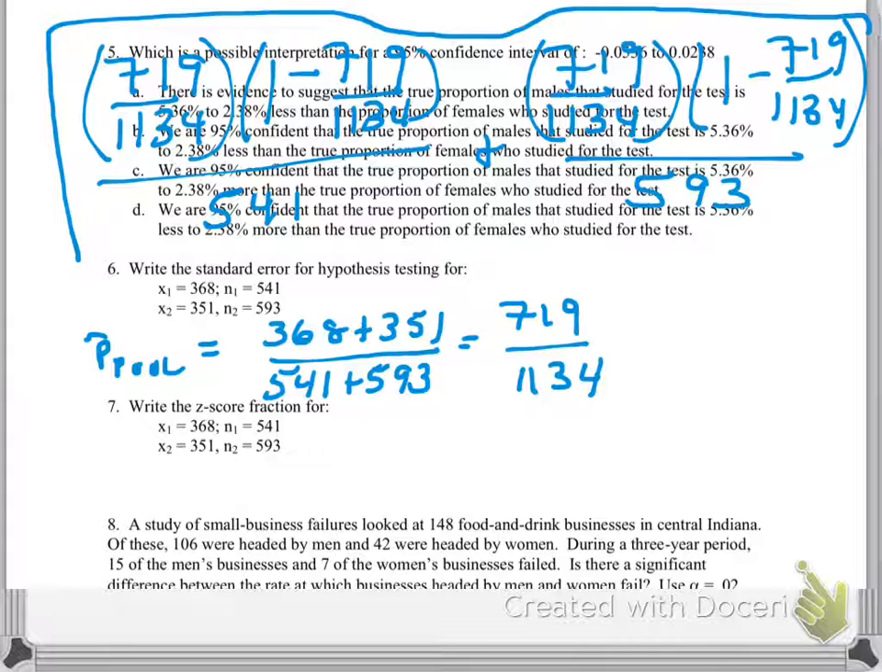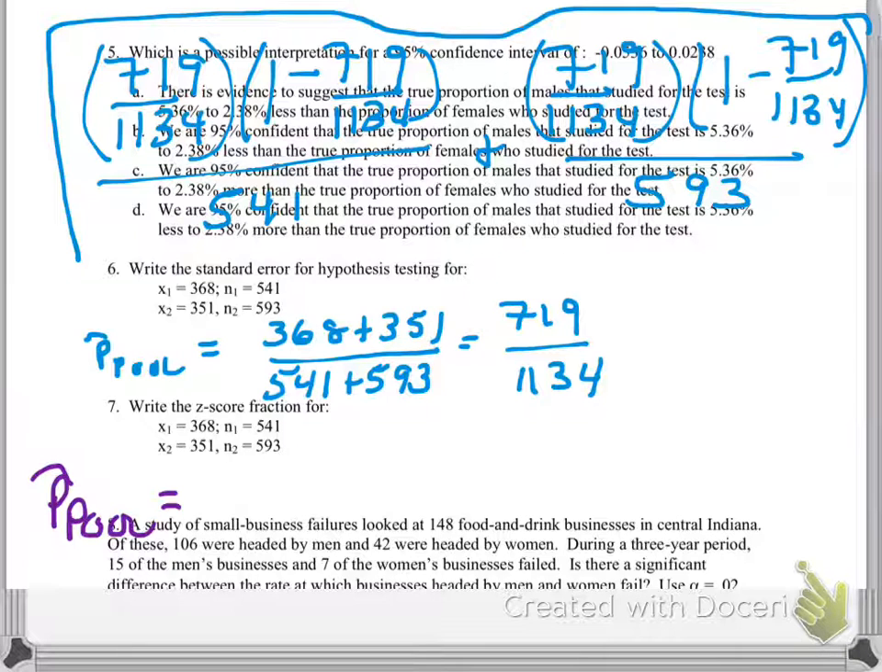All right, so now let's go do number 7. It says, write the z-score fraction. So what am I going to do? First of all, I have to pool. I'm going to choose another color because I'm going to have to invade here. So let's go to purple. Okay, so P hat pool.